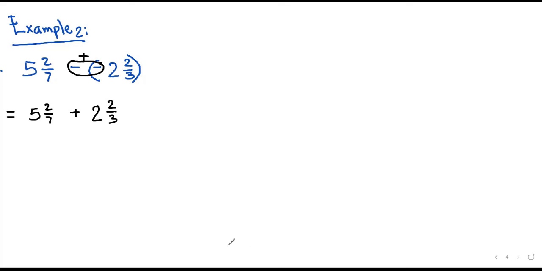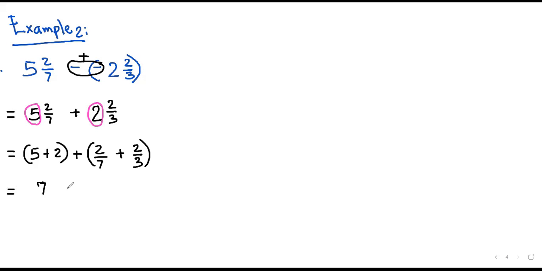Okay. All right. Now, in our next step, we will get 5 plus 2. Then, plus, who can tell me? Plus what? 2 out of 7, right? Plus, yes, plus 2 out of 7, plus 2 out of 3. Very good. Okay. Now we also do this alone. So what is 5 plus 2? 7. Now we will have 2 out of 7 plus 2 out of 3.